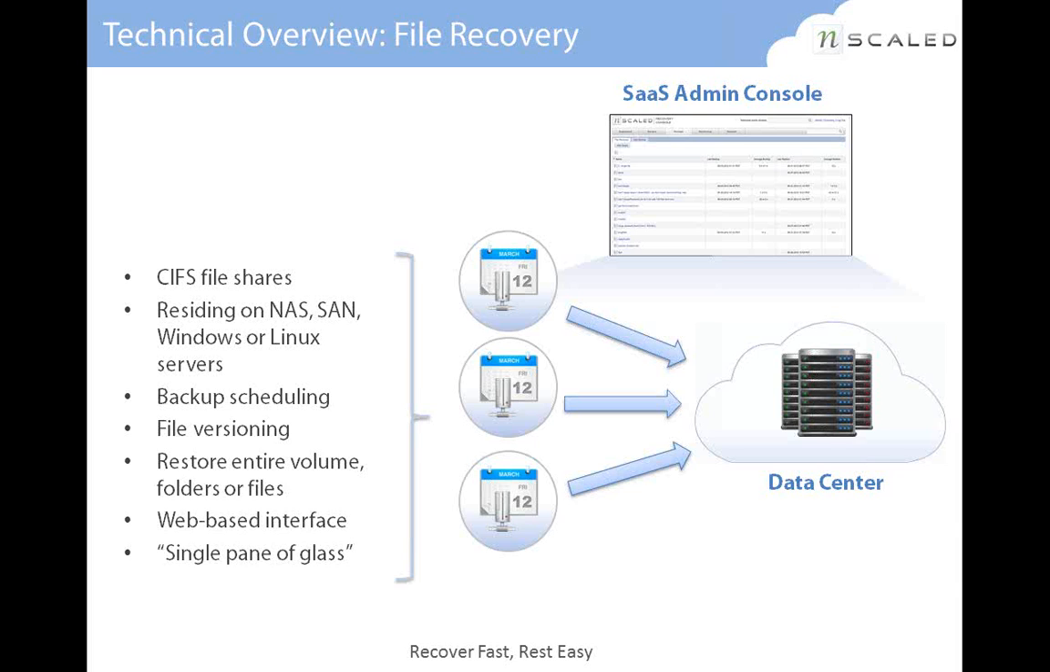We can also back up NAS systems or SAN systems. We can also back up Windows systems or Linux servers, and we can do that with Samba. One of the key aspects of this product is that you have the ability to schedule intervals in which you can back up your files, and also we will protect those files by versioning them. As the files get backed up, we look at that initial version, and then any subsequent changes that get made to that are going to be versioned on our system. So that's a key feature of the file recovery product.